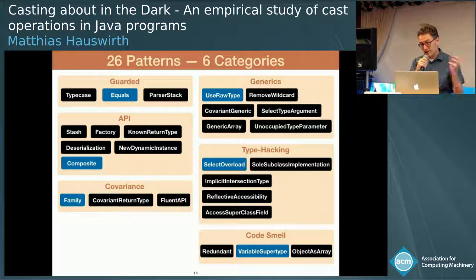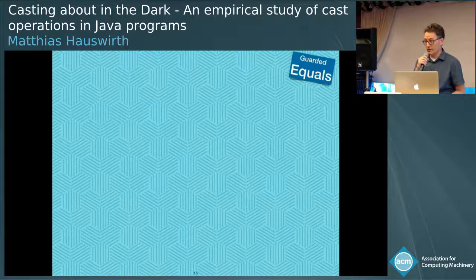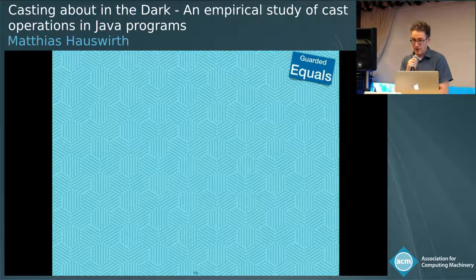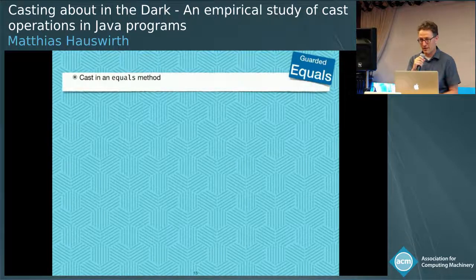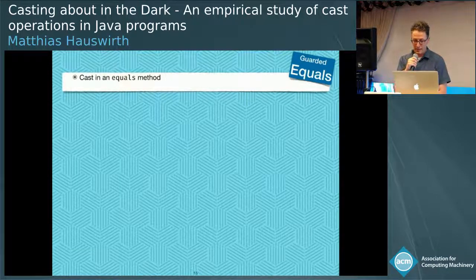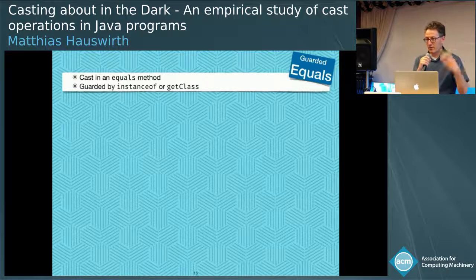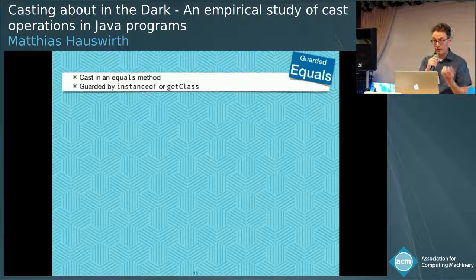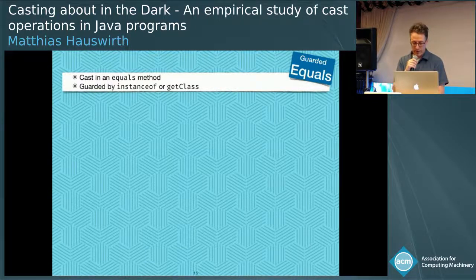Okay, so now let's look at those blue ones in more detail. This is probably the most common one, equals. Everybody who's written Java code or seen Java code knows that you may have an equals method. You inherit equals from java.lang.Object. It gets an argument of type Object. And so you probably have to somehow downcast if you want to do a value comparison of the different fields. And you may guard that by either instanceof or by getClass or even other mechanisms.